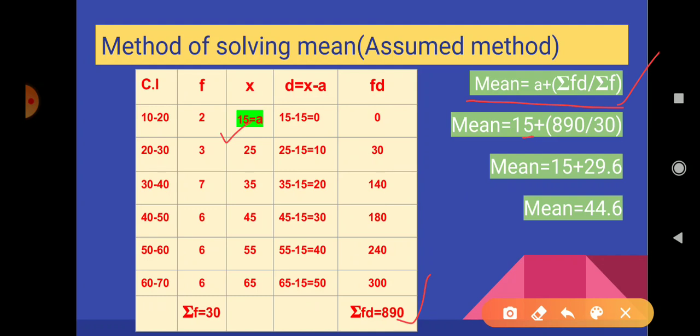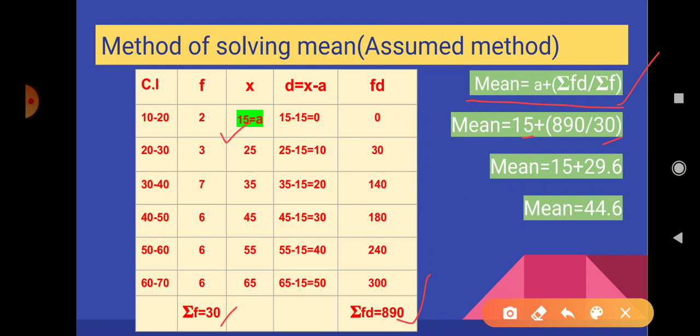What we got? 890. So 890. Sigma f, it is 30. So 30. Here when you're solving this, you have to follow the BODMAS rule. BODMAS, I think all of you know: bracket open, division, multiplication, addition and subtraction. First you have to do that one.